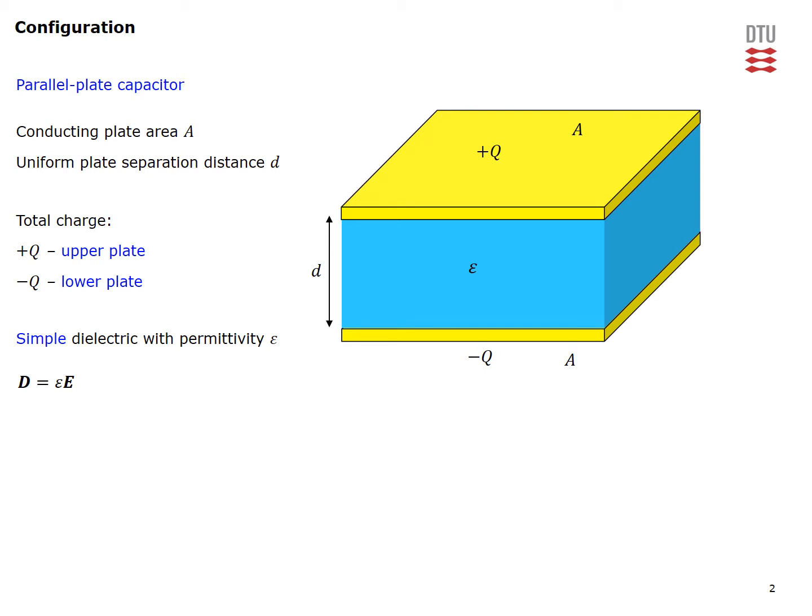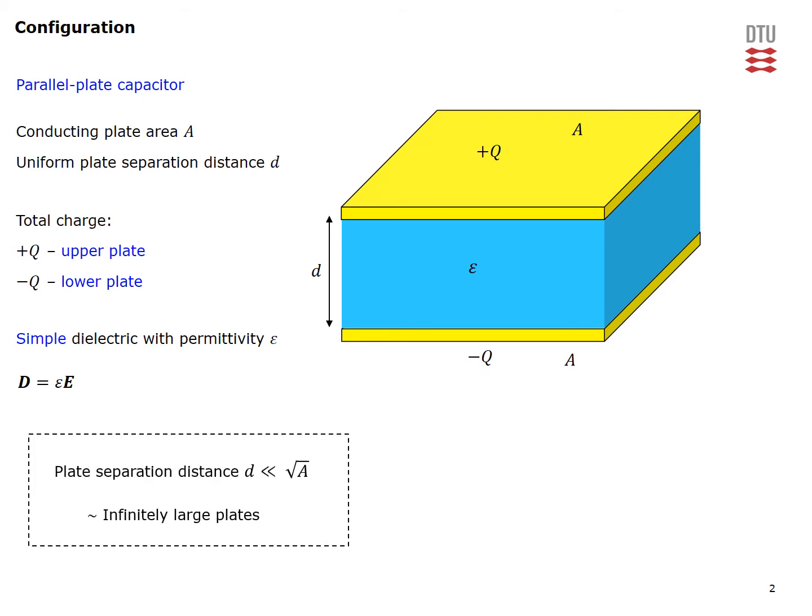The surface area of both conducting plates is designated with symbol A, and they are separated by a distance d. The space in between is filled with a simple material with this permittivity epsilon shown here, so that we have this simple relationship between the D field and the E field in the capacitor.